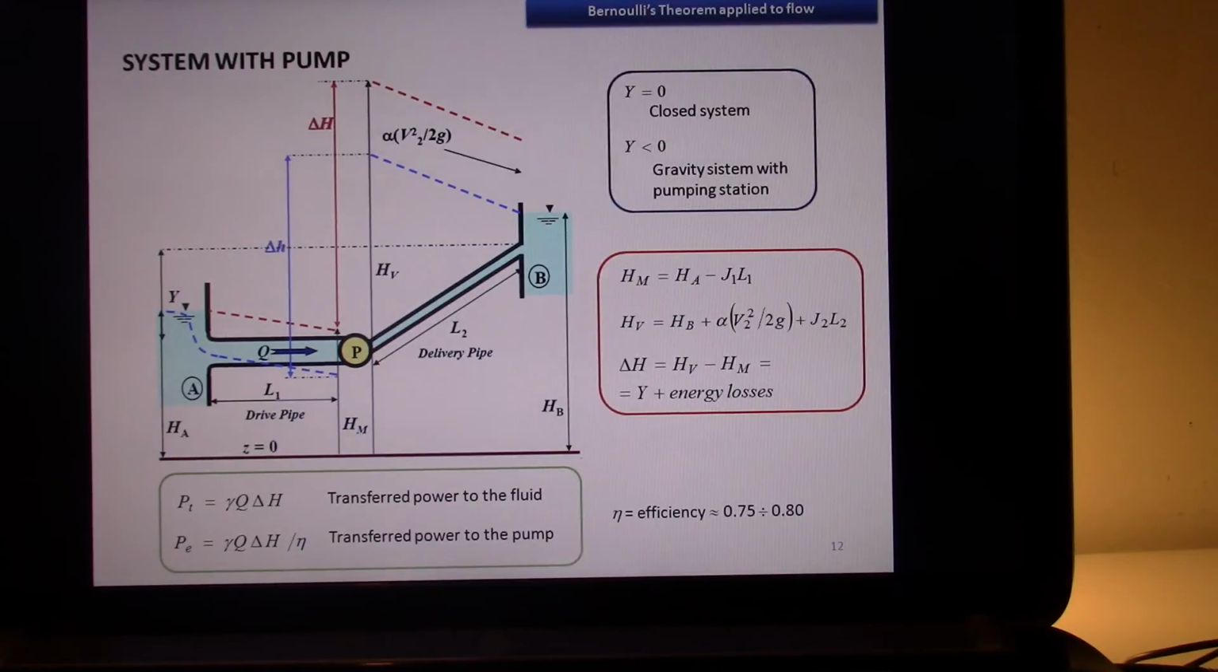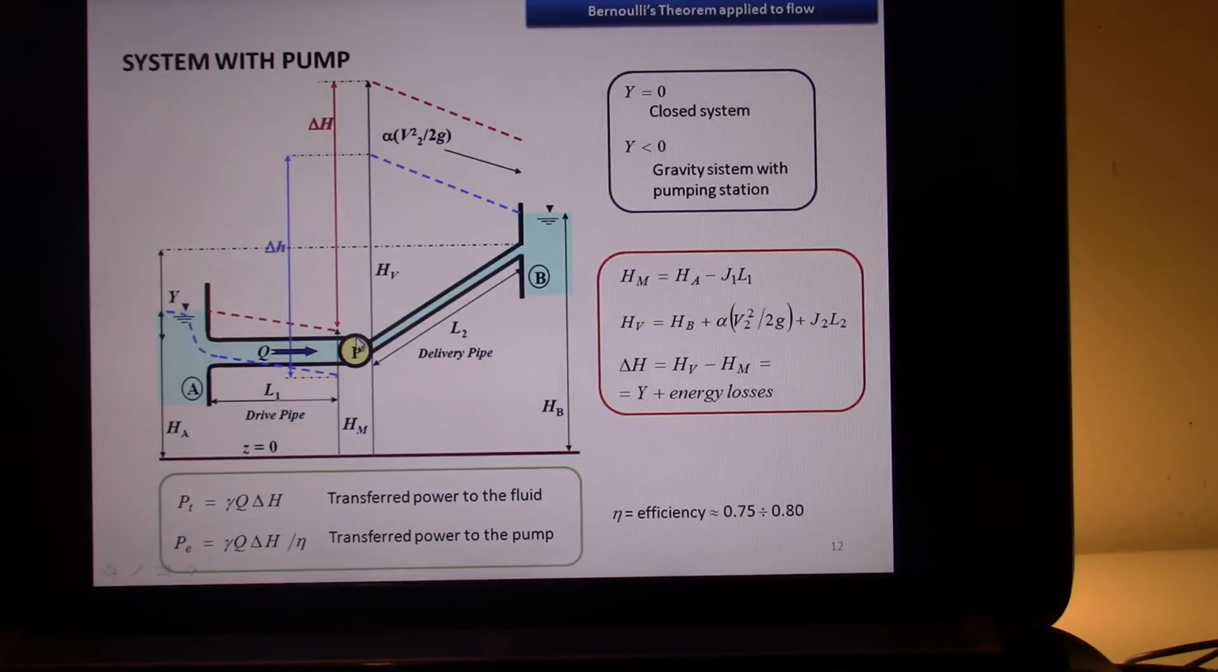Alright, so let's try to see what happens in this case. You start from tank number A, you want to move to tank number B, and your flow is given in this direction. So basically you start with a certain level of energy, and then when you go to the pump, from this point to this one, you of course observe a decreasing of your energy.